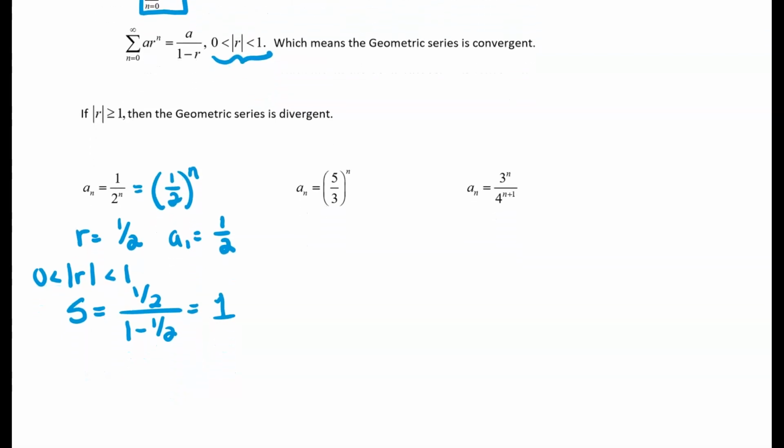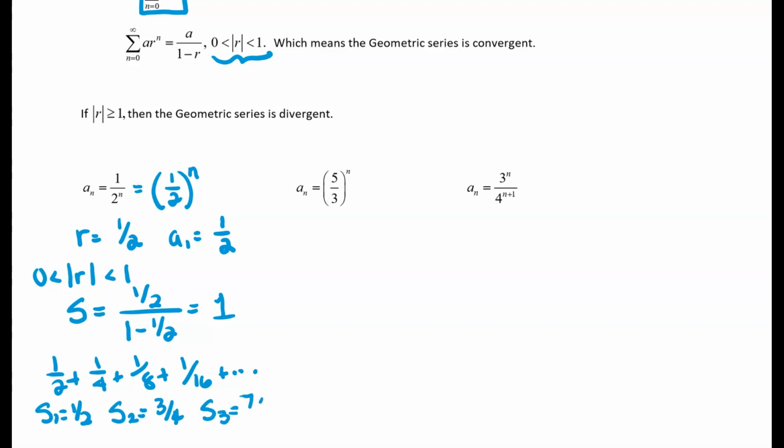And so if we go 1/2 plus 1/4 plus 1/8 plus 1/16 plus ... and I start adding these up, the sum of the first term is itself 1/2. The sum of the first two terms is 3/4. The sum of the first three terms is 7/8. The sum of the first four terms is 15/16. And from that, hopefully you can see that the sum as n goes to infinity is indeed 1.